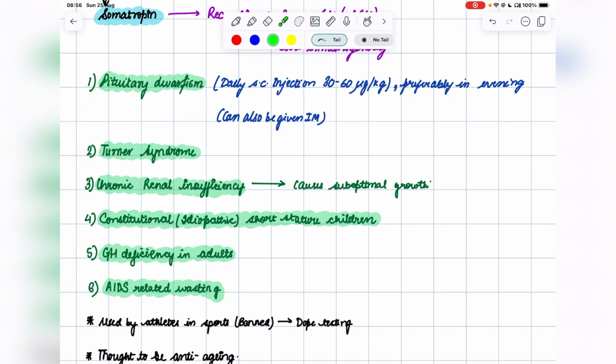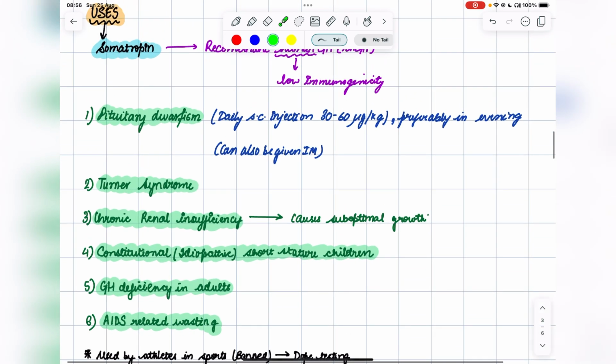And what we can also understand is how somatropin is given. It is given as a subcutaneous injection. You can remember the dose if you want, but majorly what you need to understand is that it is given subcutaneously, and preferably it's given in the evening. These 2 points are the main points that you need to understand, that a subcutaneous injection is given and is preferably given in the evening. It can also be given intramuscular, but let's just leave it aside.